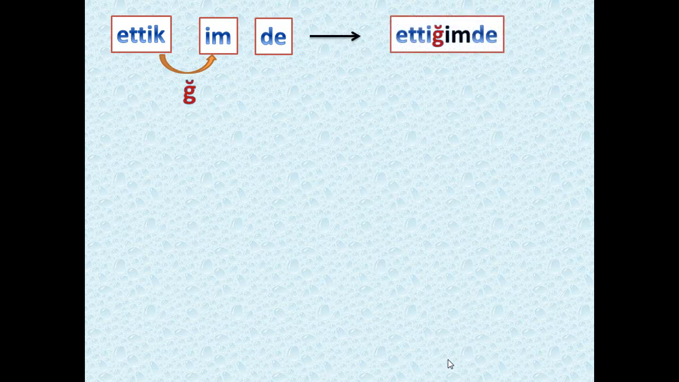We have ettik, im, de, we change k to ğ and it becomes ettiğimde. Here, the sound of yumuşak g is pronounced like y. So it is not ettiğimde, it is ettiyimde. It sounds like y, like y for yellow. Or let's say in Turkish, ye for yarın, ye for use, ye for whatever, yukarı, yumurta. Okay, again we have this meaning, when I did or when I do.